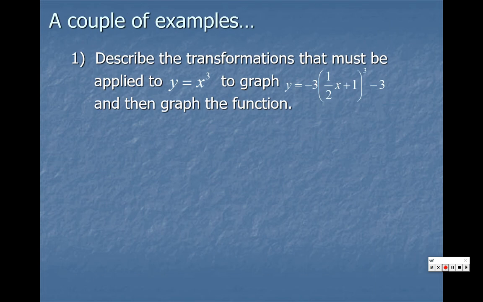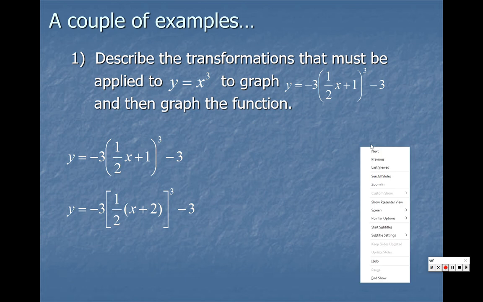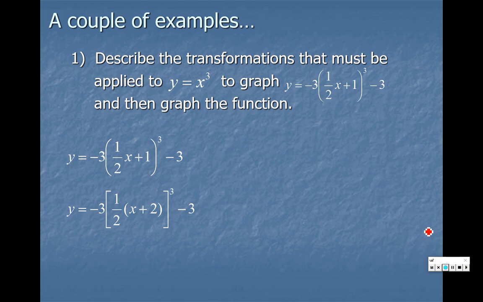A couple of examples. Describe the transformations that must be applied to y equals x cubed to graph this function. Now, just a reminder, you got to watch out for that common factor. You see the x isn't by itself here? So I got to common factor out a half. Which is weird, because common factoring a half out of 1, you got to go 1 divided by a half, or you got to go, okay, what do I put in the brackets so that when I go 1/2 times that, I end up with, just let me write this in here, because I don't do it like that. Some people might divide. That's not the way I handle it.